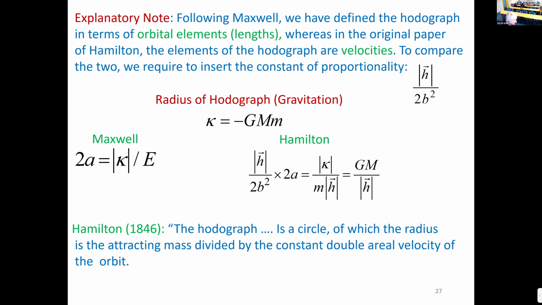So there's Maxwell, that was what we had from him, multiply it by this factor, and we get that for the gravitational case. And then we read in Hamilton's paper, the hodograph is a circle of which the radius is the attractive mass divided by the constant double areal velocity of the orbit. So you see the two are identical in effect. And Hamilton in his paper declares that Newton's law of gravitation could be renamed the law of the circular hodograph. That's what he renames that law.